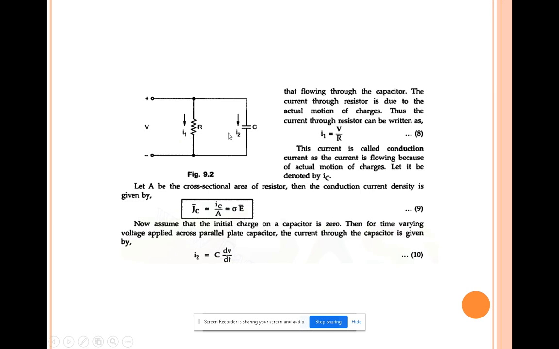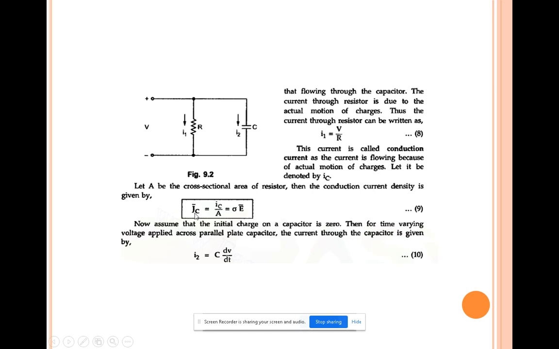I1 is going to be the conduction current and I2 is going to be the displacement current. First, consider the conduction current, that is I1. Here the cross-sectional area of the resistor is A, so you can write the conduction current density, JC vector, as follows.